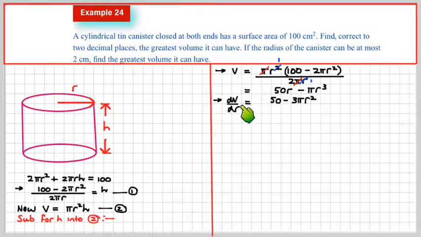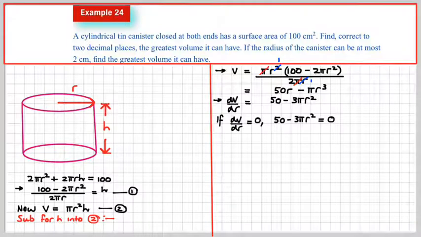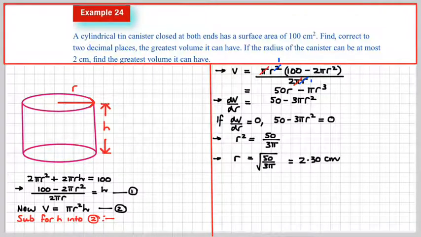So therefore, dV/dr is this. Now we're going to set that equal to 0, and therefore, what is r? Well, it's going to be easy. Just solve that for r. There you go. So it's going to be the positive square root of that, because r can't be negative. Looks like it works out to be 2.30.